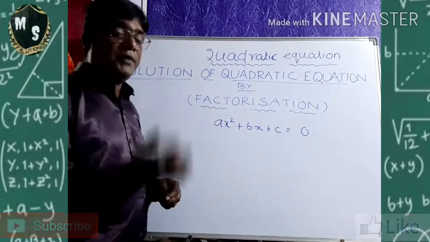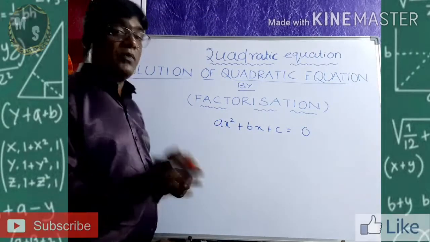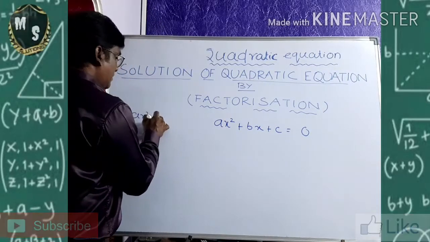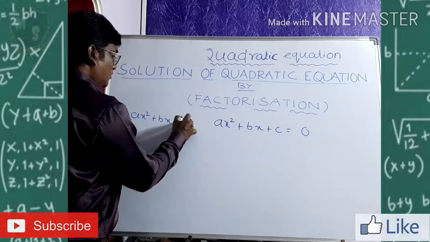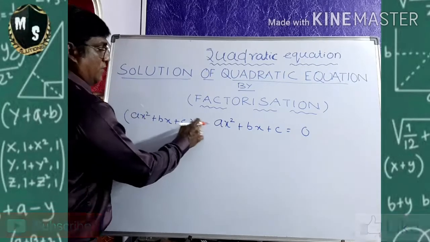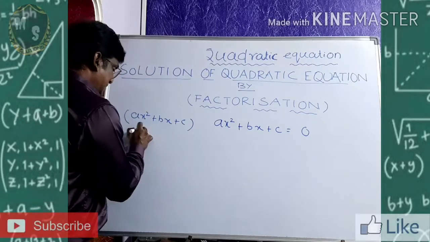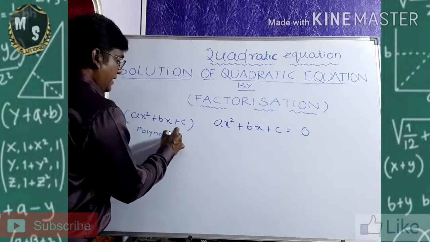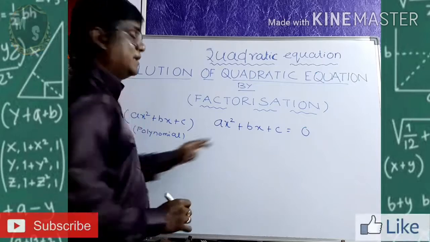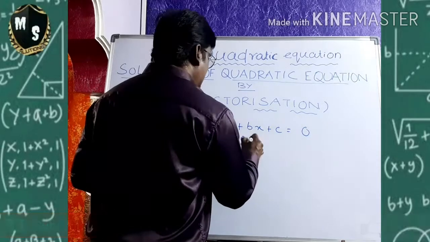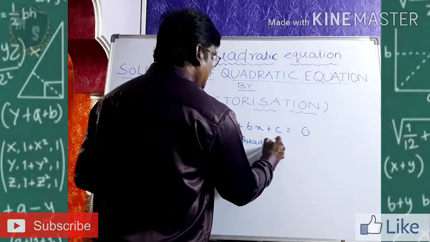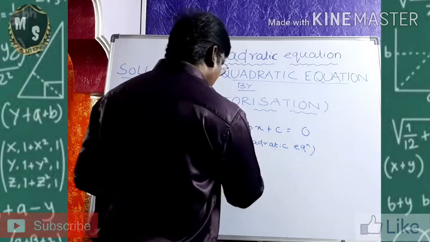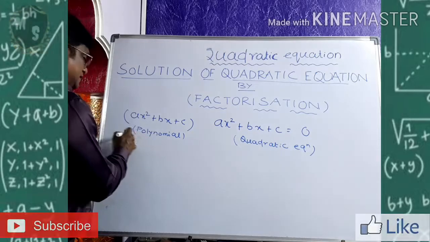So in our previous chapter, when we were reading about polynomials, what did you write? You wrote this one as ax square plus bx plus c. Look, here without 0, equal to 0 is not there. So this expression is a polynomial expression. And this expression is an equation. What is this? This is called a quadratic equation. So it is an equation and this is a polynomial. It is a quadratic polynomial.